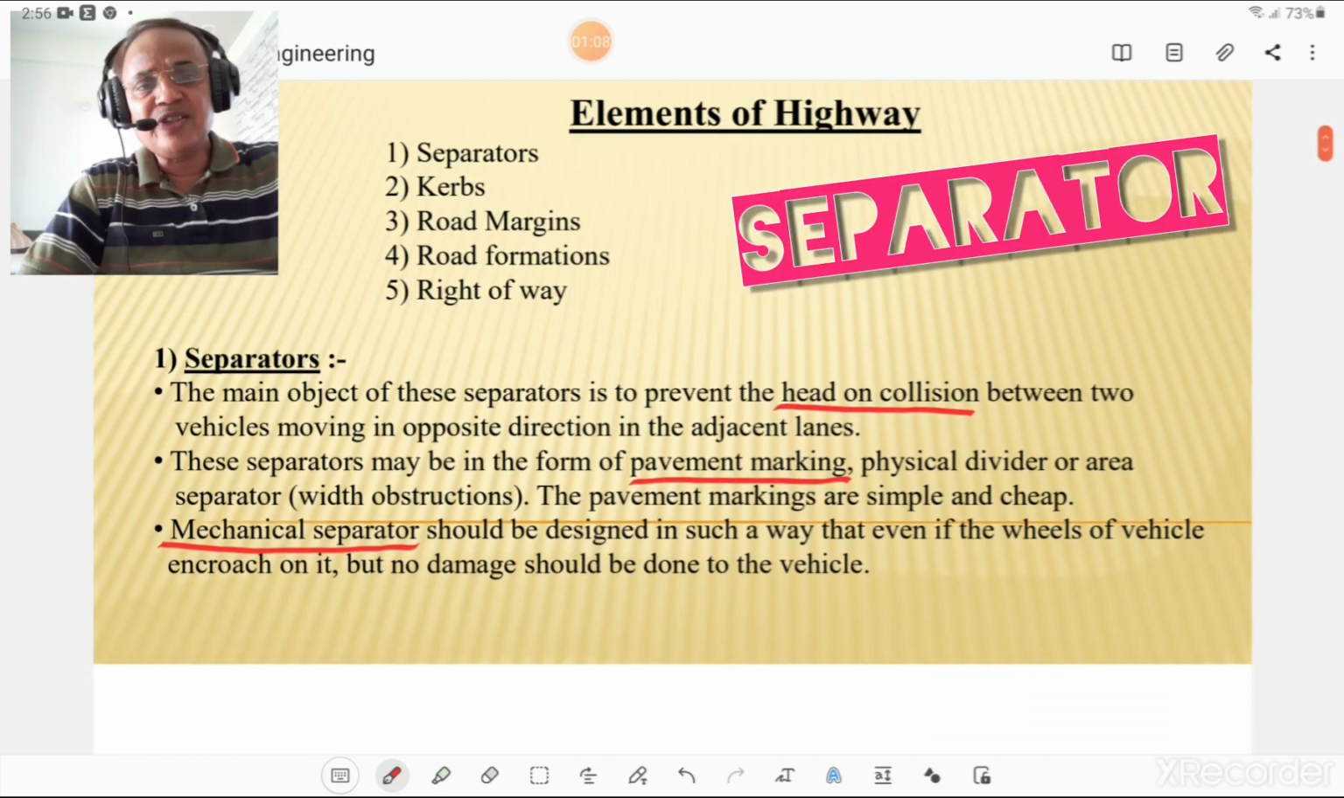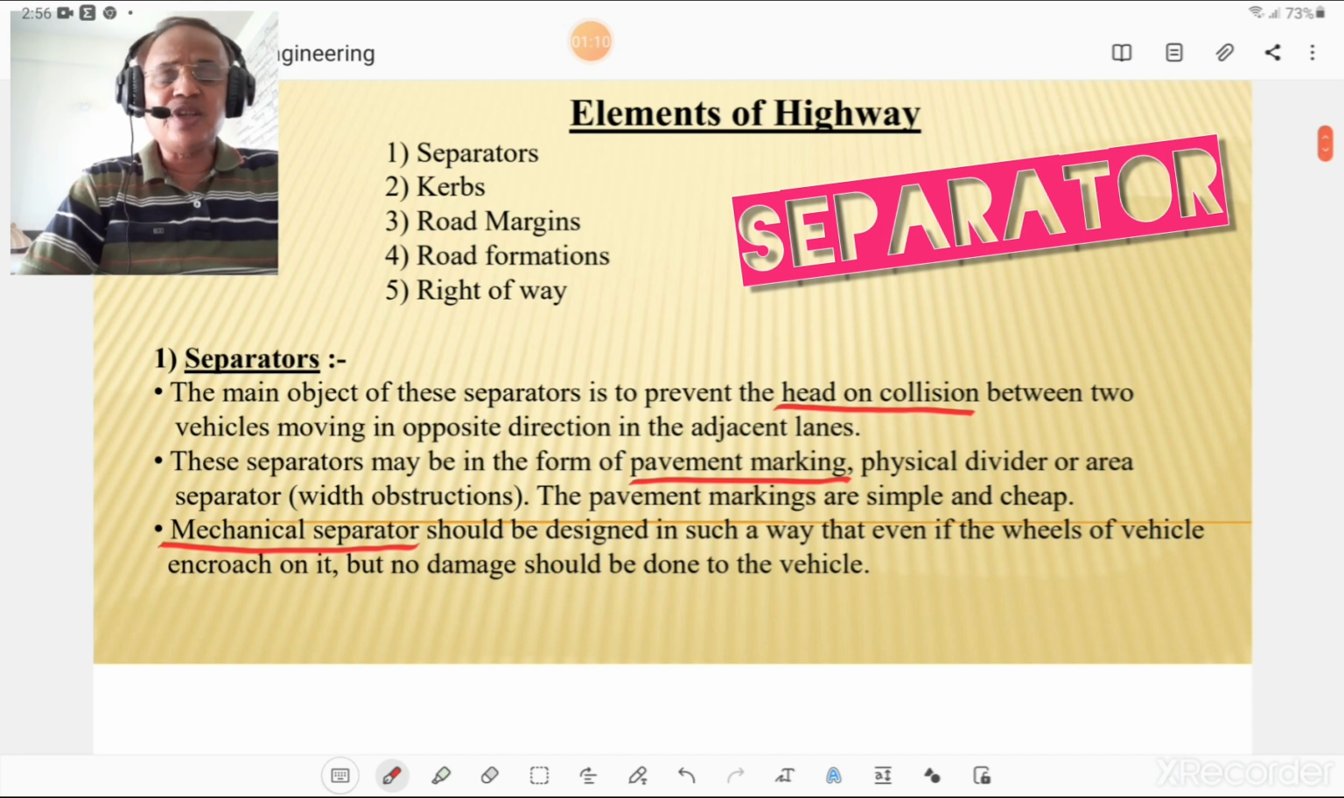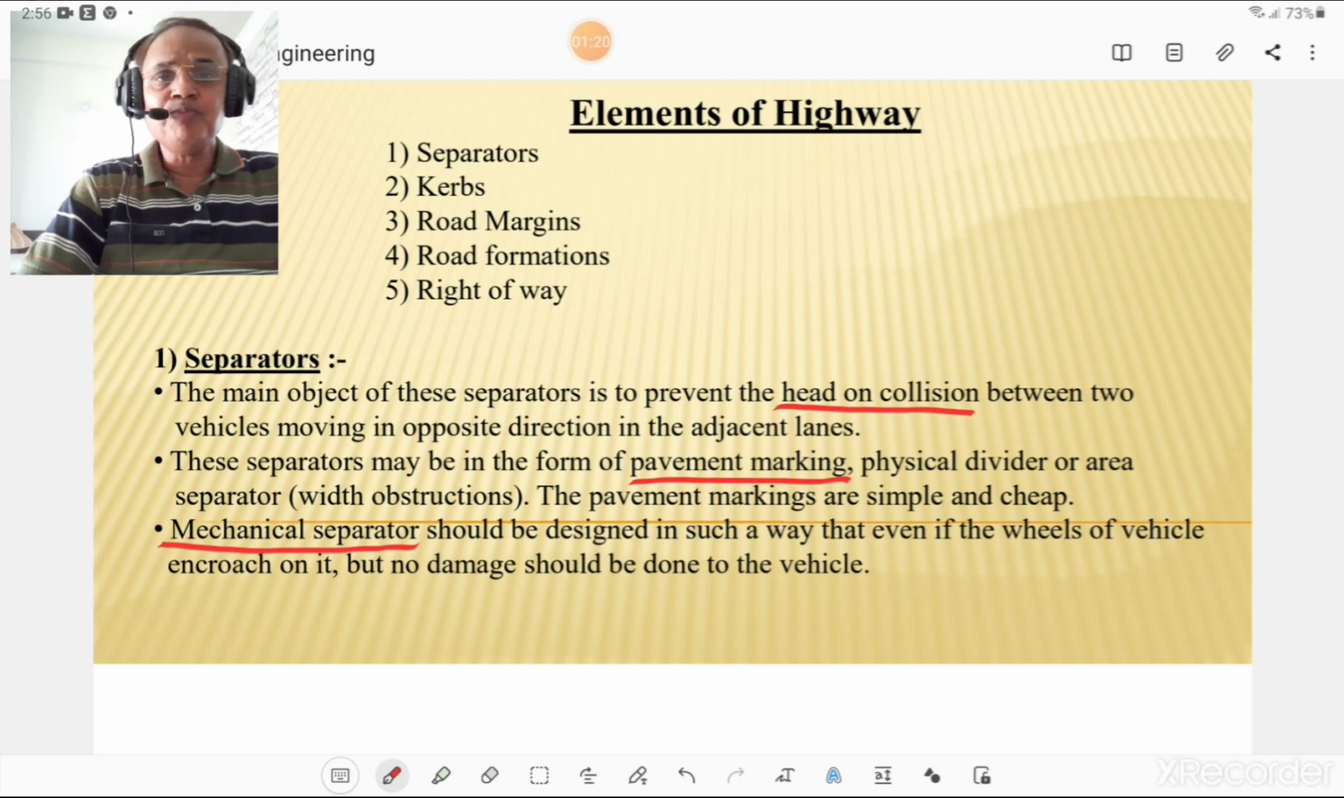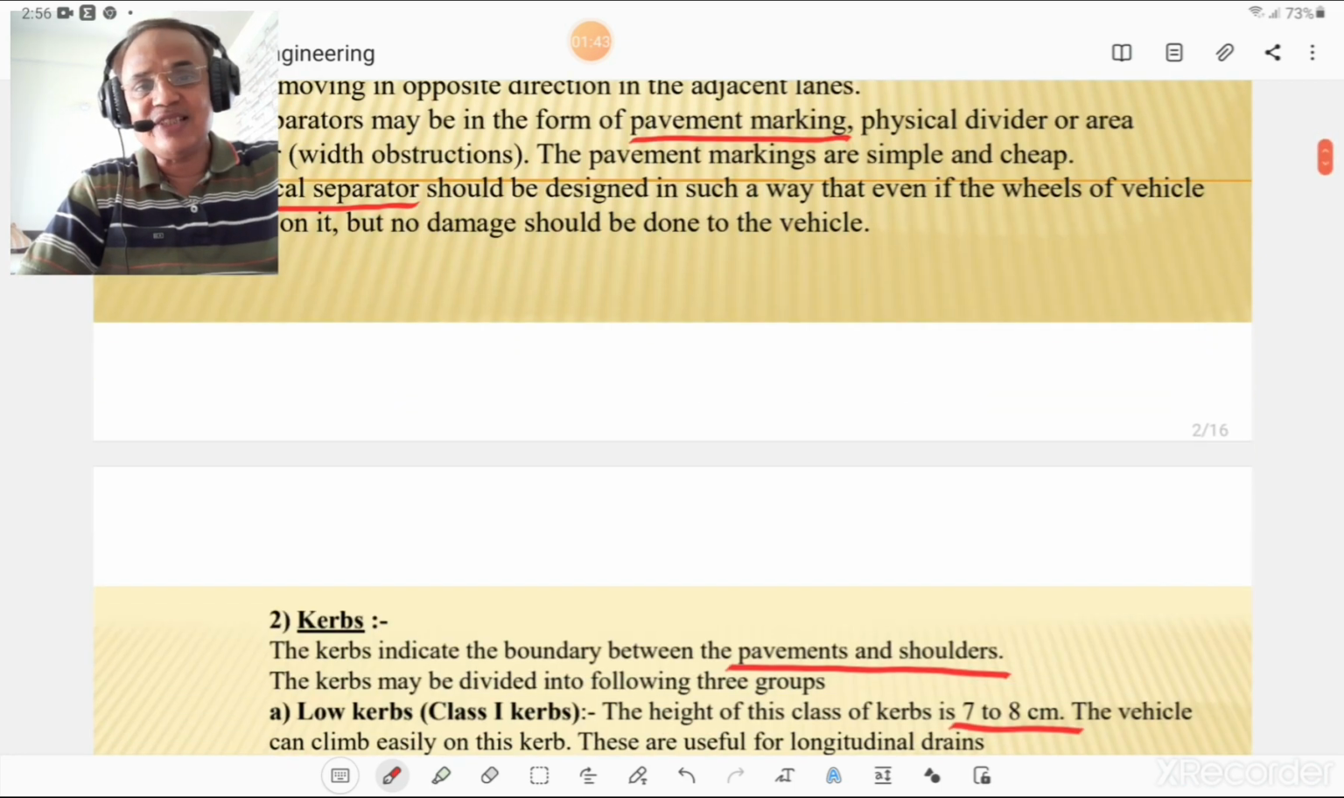First of all, we discuss the separator. The main object of this separator is to prevent the head-on collision between the two vehicles moving in opposite direction in the adjacent lanes. These separators may be in the form of pavement marking, or these separators may be in the form of mechanical separator. The pavement markings are very simple and cheap, but the mechanical separators should be designed in such a fashion that if the wheel of the vehicle encroaches on the mechanical separator, no damage should be done to the vehicle. That is very important in case of mechanical separators.